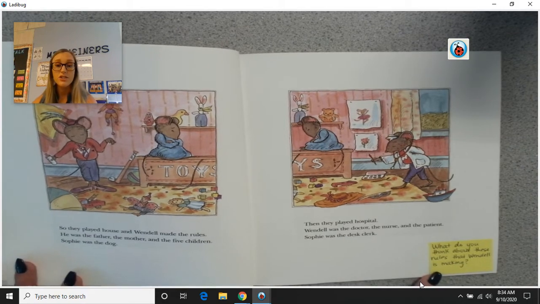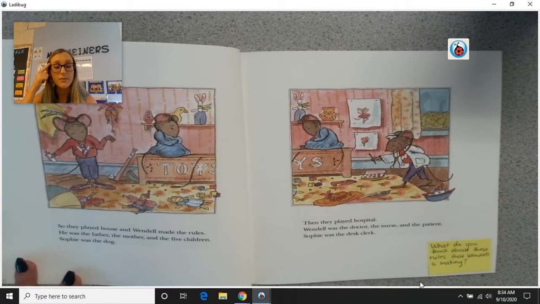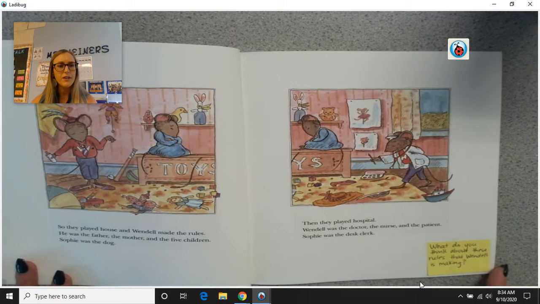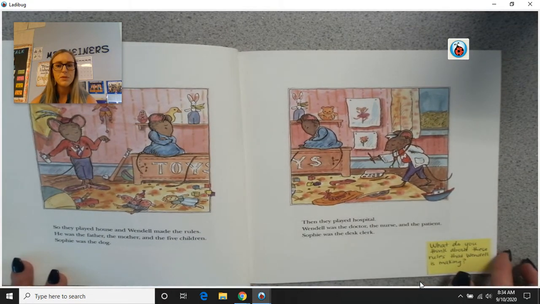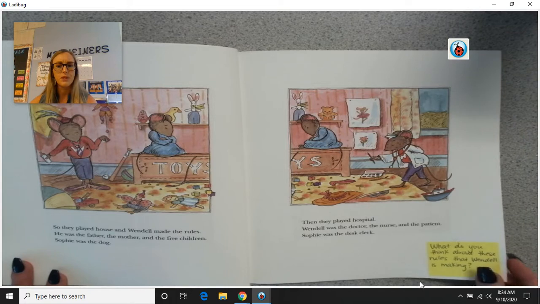So again, we have a question. So you're going to pause the video and take some think time. What do you think about these rules that Wendell is making? Remember, our story is about friendship. I wonder if Wendell's being a good friend to Sophie right now. Look at Sophie's reaction. What do you think about these rules that Wendell's making?